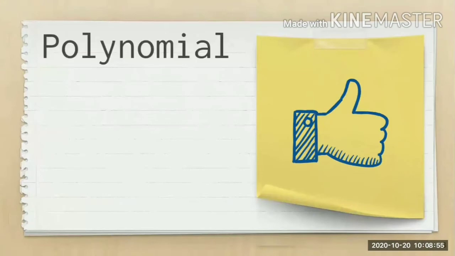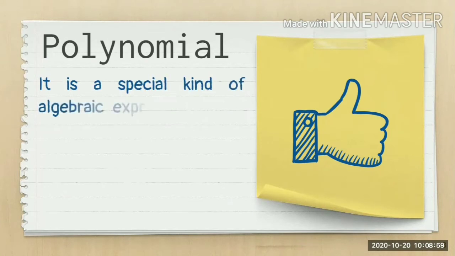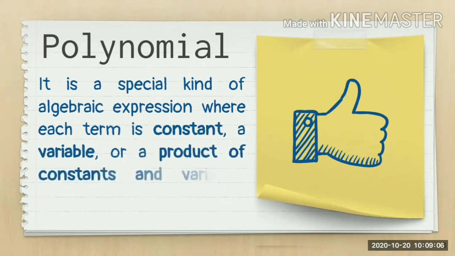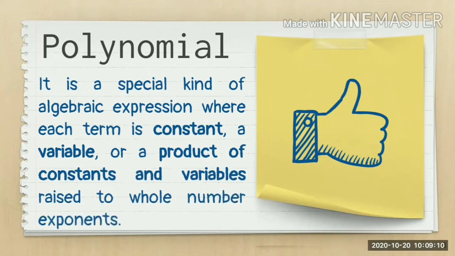Okay, so let's start with, ano nga ba ang definition ng isang polynomial? So a polynomial is a special kind of algebraic expression where each term is a constant, a variable, or a product of constants and variables raised to whole number exponents. So again, masasabi natin na isang polynomial ang isang equation kung meron siyang constant, meron siyang variable, or combination ng constants and variables.